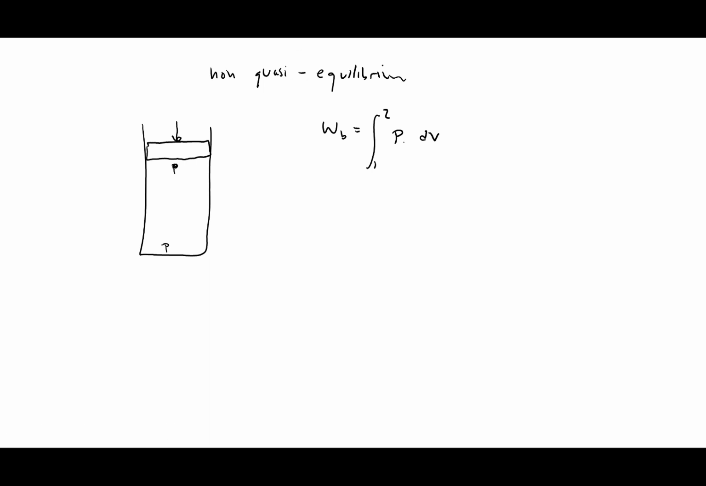And so if we specify that this pressure is the pressure at the interface, so I'm just going to say that P_I is the pressure at the piston face, then we can use this equation to calculate the boundary work.